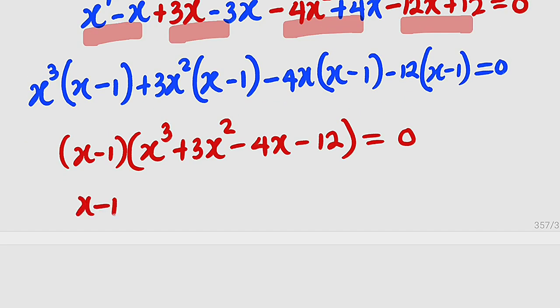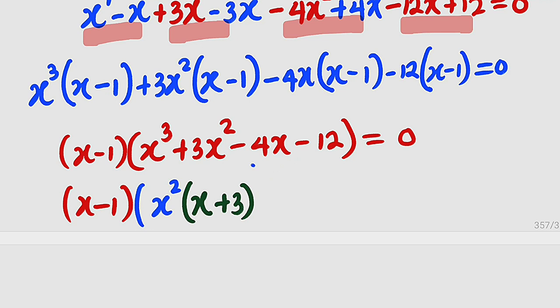So x minus 1 remains there. And now we wish to factorize this. The first one, we have x squared in common. So we have x squared. Then inside we have what? From this we have x. From this we have plus 3.